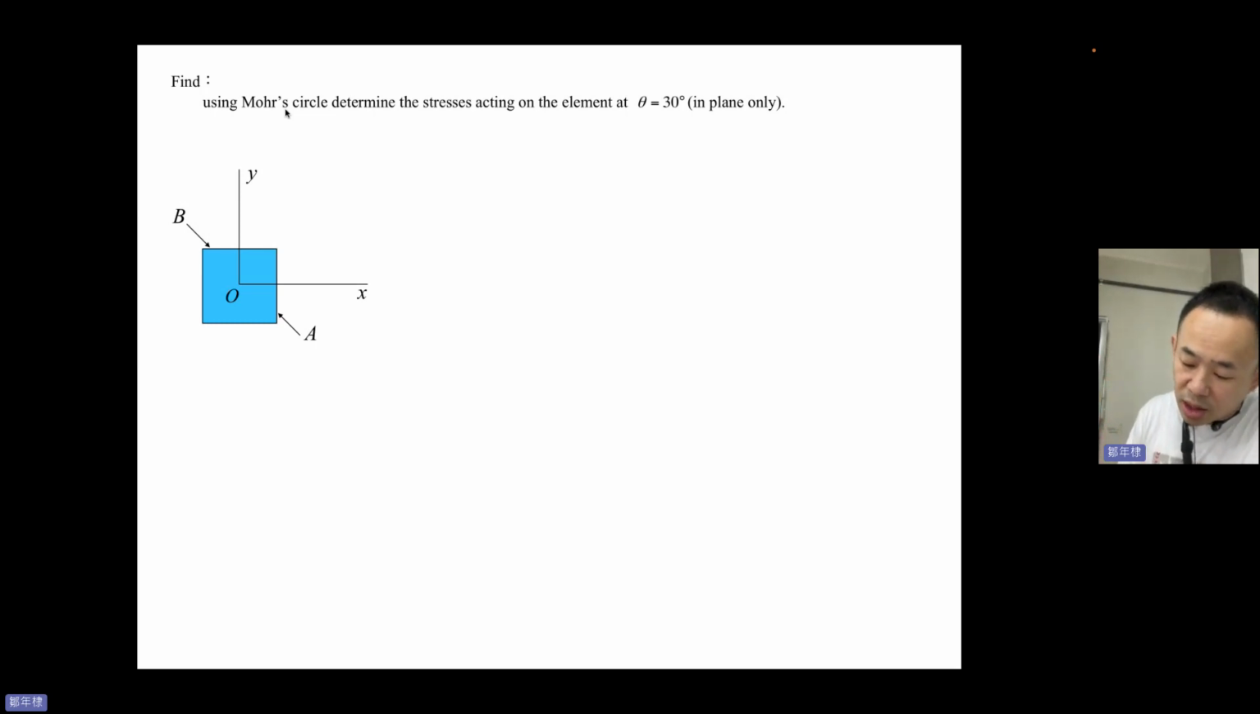So we can straightly use the Mohr circle to determine the stress acting on the element at theta 30. Okay, but we haven't given you a problem yet. I'll give you one now.